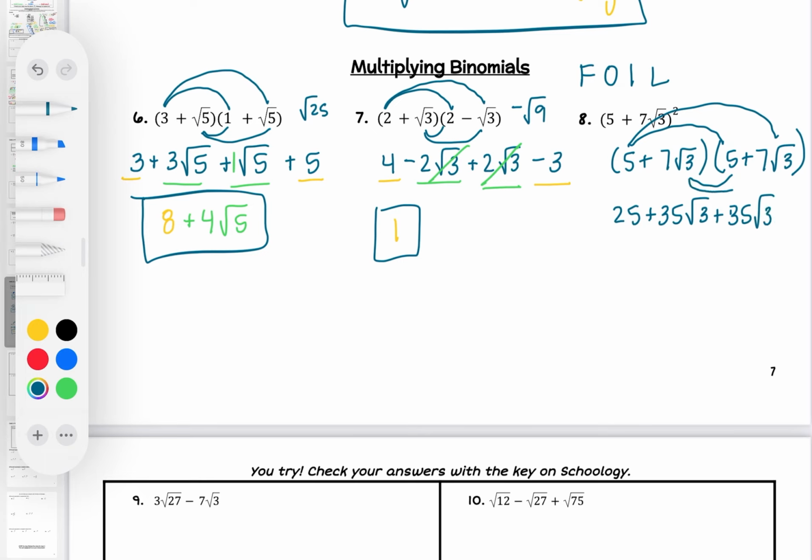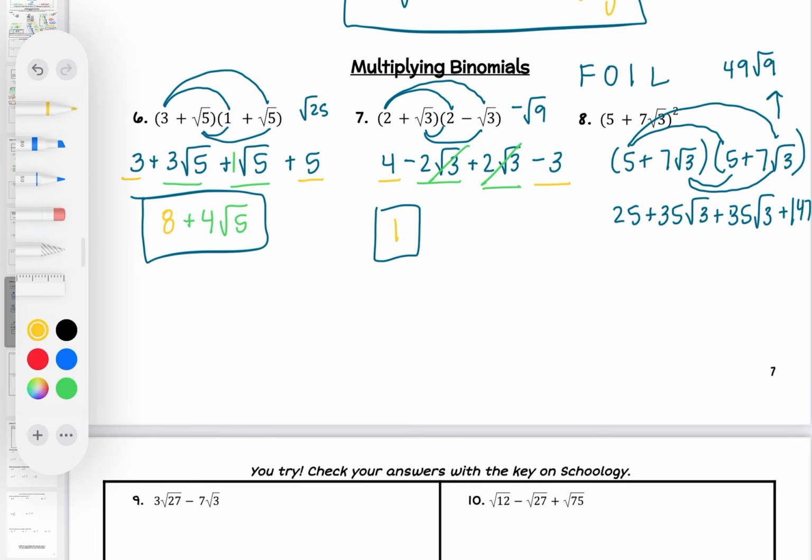And then 7 square root 3 times 7 square root 3. So that would be, I'm just going to write it over here, that would be 49, because 7 times 7 is 49. And then we have the square root of 9. So we're actually going to have 49 times 3, because the square root of 9 is 3. So that's going to be a pretty big number. It's going to be 147.